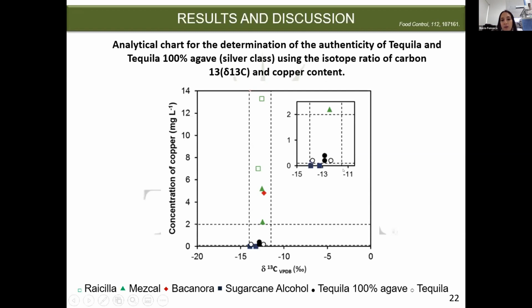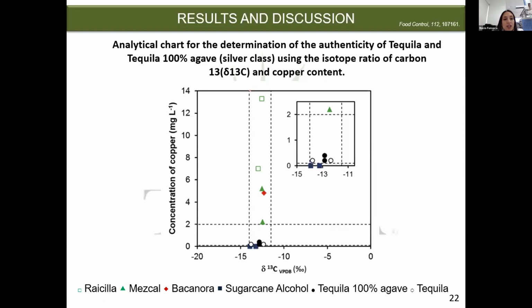And then we found the sugarcane doesn't have copper content. There is the tequila and tequila 100%, and this corresponds to the samples of mezcal, bacanora, and raicilla. And we found that if we use these parameters as complementary control, it's easy to discard the samples coming from sugarcane and different species of agave.